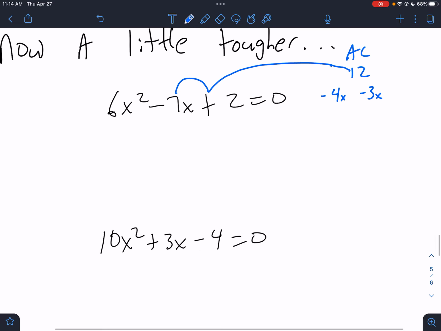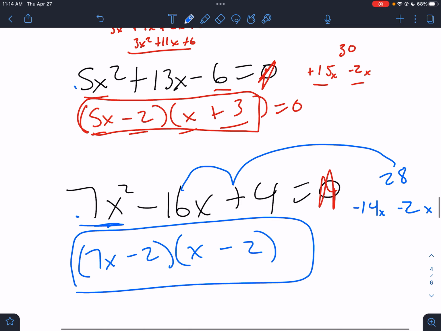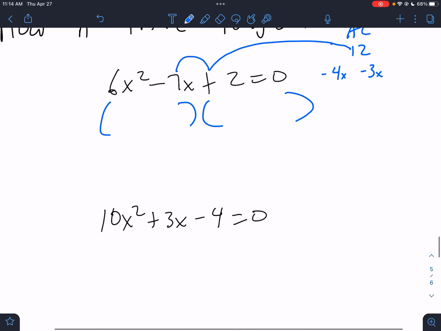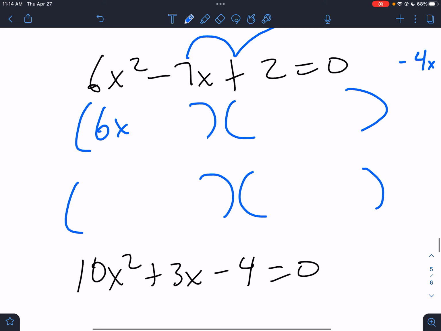Okay. I'm going to make my parentheses. Here's the issue. These were easier because there's only one way to make 7. There's only one way to make 5. There's 2 ways to make 6. I do expect you to do this in your head, but let's write it out. Let's do both options. The first option is 6x and x. The second option is 3x and 2x. Right? 6 times 1 is 6, so it could be that. 3 times 2 is also 6.